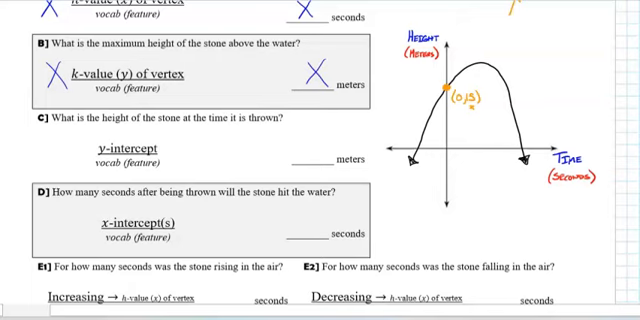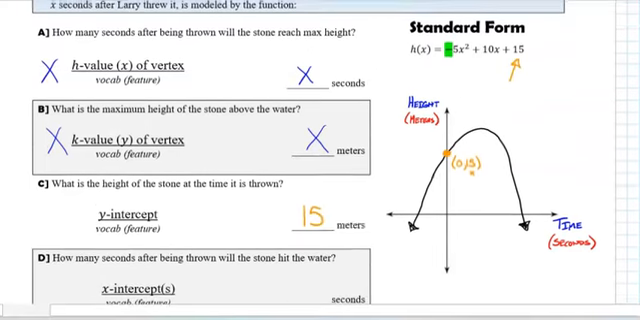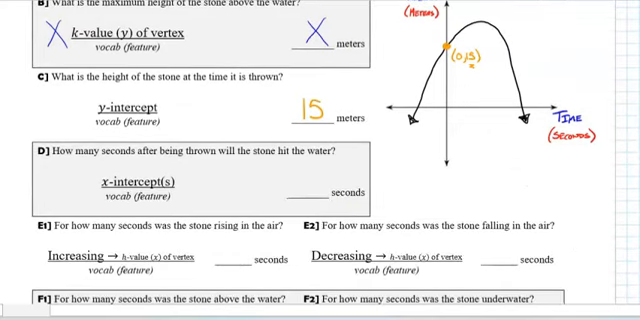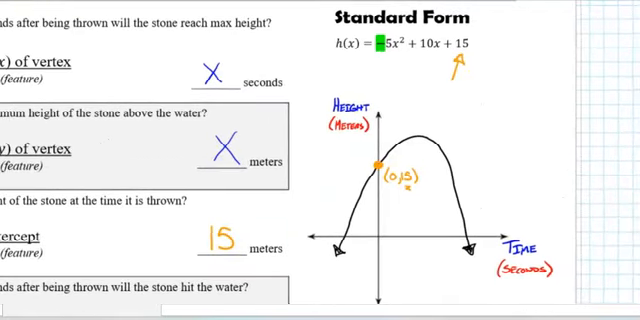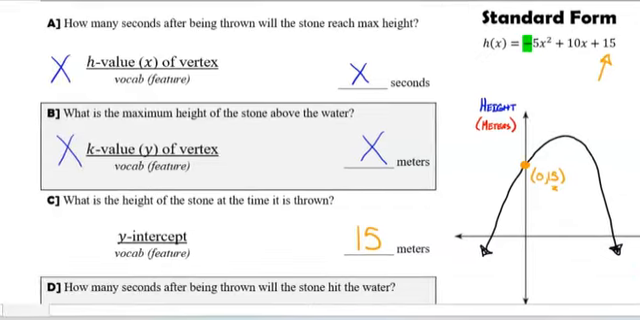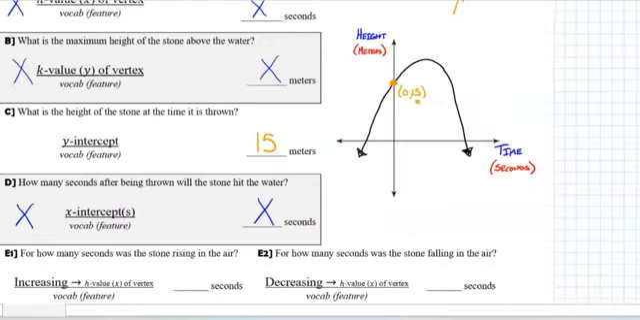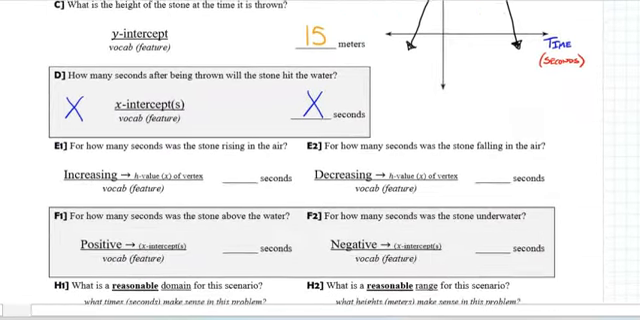What is the height of the stone as it was thrown? Well, this is the y-intercept, and we can see that this occurs at 15 meters, which is provided from the equation of standard form. Well, how many seconds after being thrown will the stone hit the water? Envisioning the path of the stone, we see Larry throws it, it reaches a maximum, and comes down and splashes into the water. However, we don't know what time that occurs at. So we do not know the values of the x-intercepts from this standard form of a quadratic.